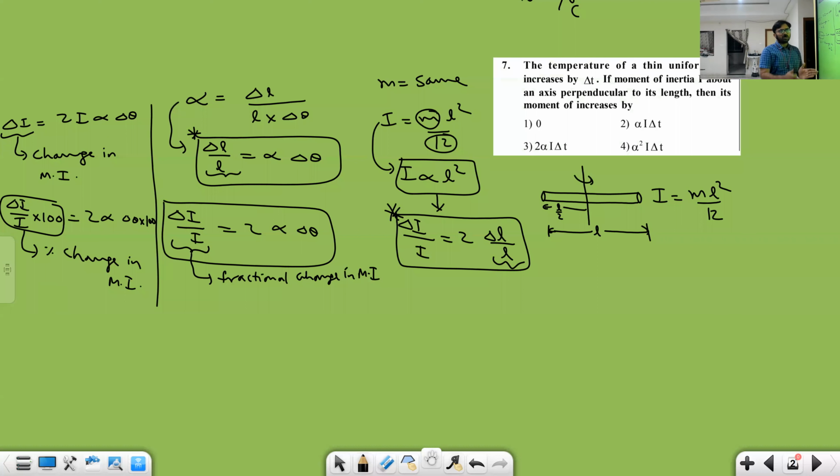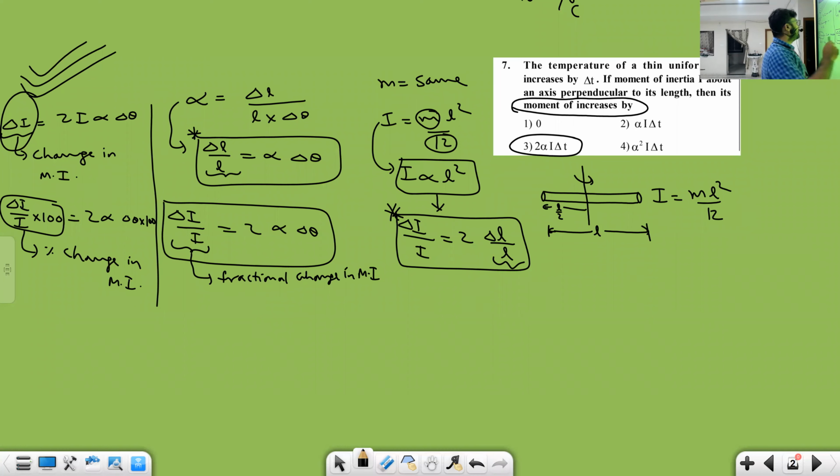And what they ask according to this problem, let us check. They're asking how much the moment of inertia increases by. That means they are asking for delta I. Delta I means 2I alpha delta theta. Here I wrote delta theta for the temperature difference, and they took it as delta T, no issue. I hope all the kids are clear till here.